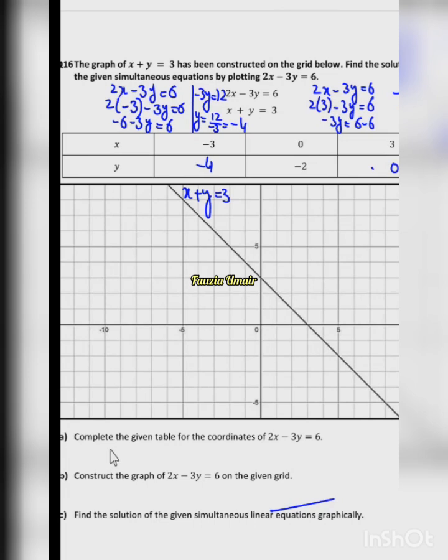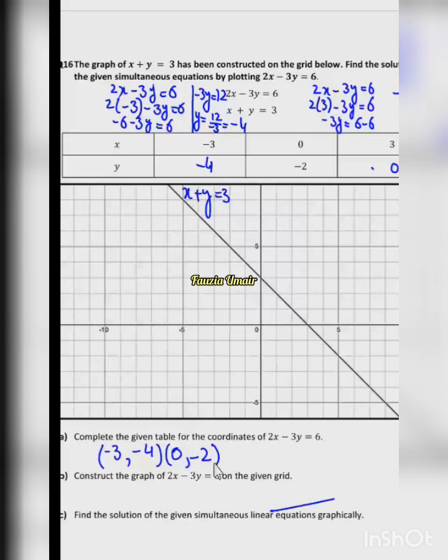So now before constructing the graph, let me write down the Cartesian points here. First point is minus 3, minus 4. Second is 0, minus 2. And the third point is 3, 0. From where have I taken these 3 points? I have taken these 3 points from the table. All right. So now I am having 3 marks for plotting these 3 points.